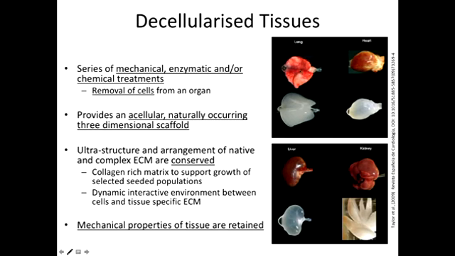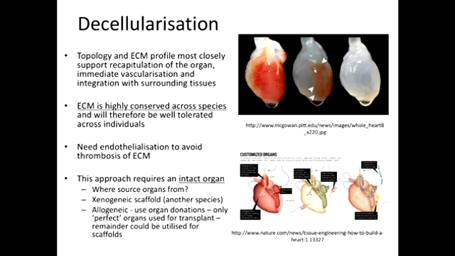And here's an example of lung, heart, liver and kidney, which have been decellularized. So they still have the structure of blood vessels, they still have the structure of the mesenchyme, but there are no cells in the matrix. And so the topology of this organ is maintained. As I said, it's highly conserved, but there's no endothelial cells.